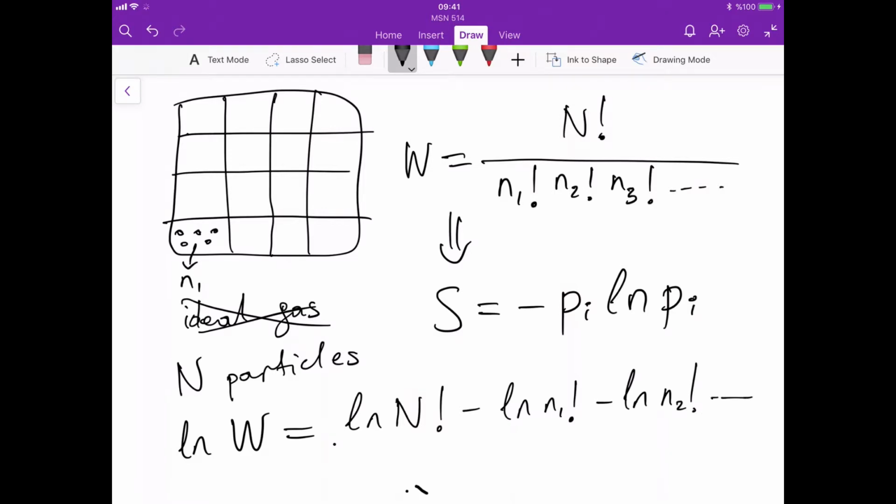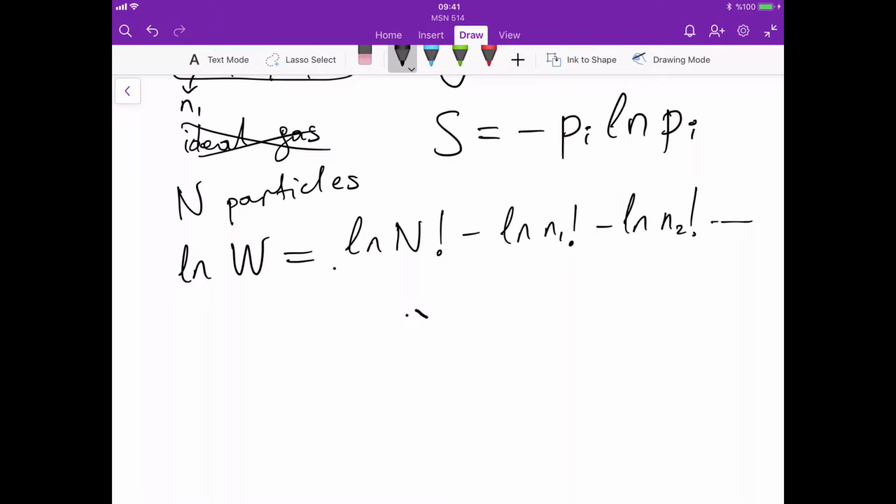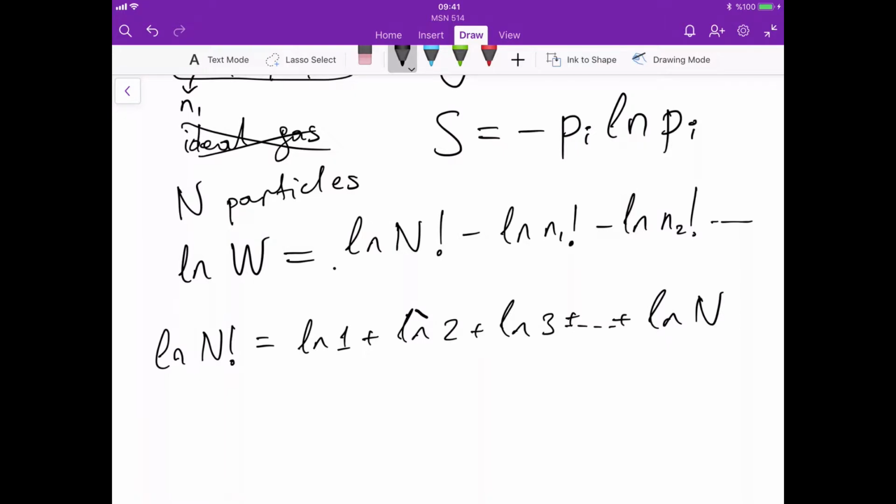Right? But n factorial has a nice expression. For example, ln n factorial corresponds to ln 1 plus ln 2 plus ln 3 until ln n. Do you agree? So it's actually the integral of ln x dx. What is the integral of ln x? No, the integral of 1 over x is ln x.